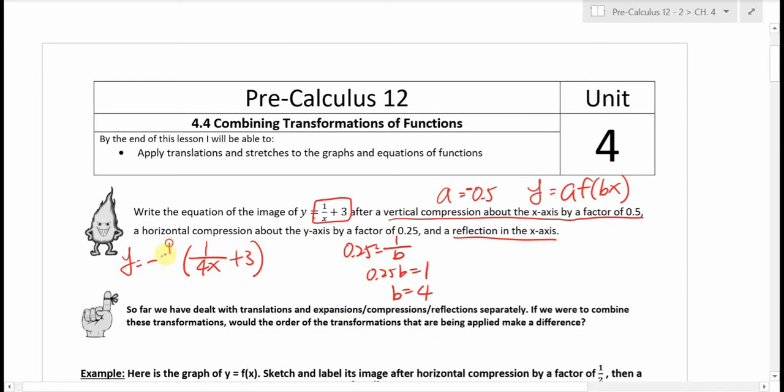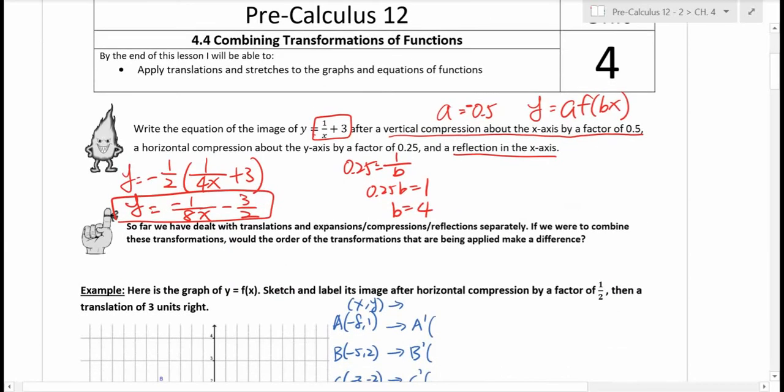So I can actually expand this. So this is going to be negative 1 over 8x, x being in the denominator, minus 3 over 2. That would be the new equation. Okay, that's the equation of the image graph. Okay, so hopefully you still remember what we learned last time, and that's the result. So here you go. We are going to start 4.4.